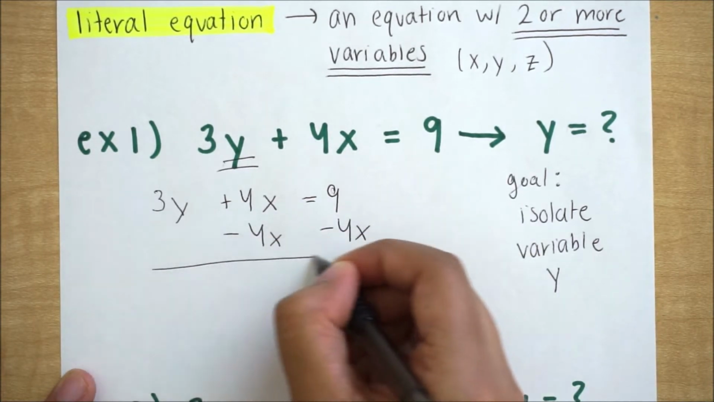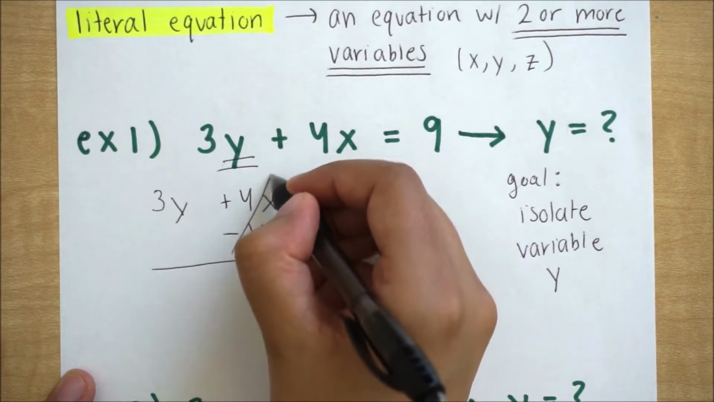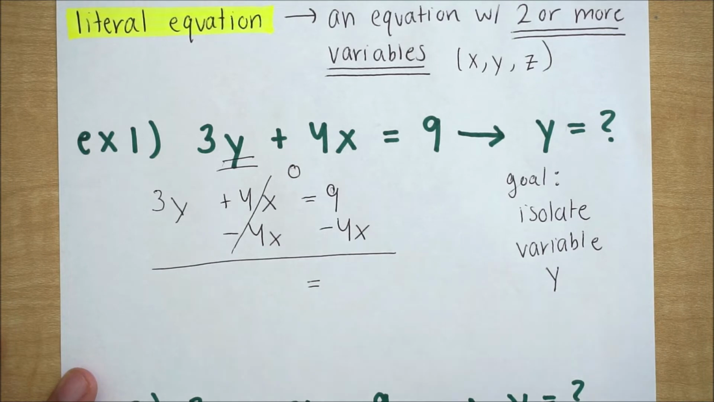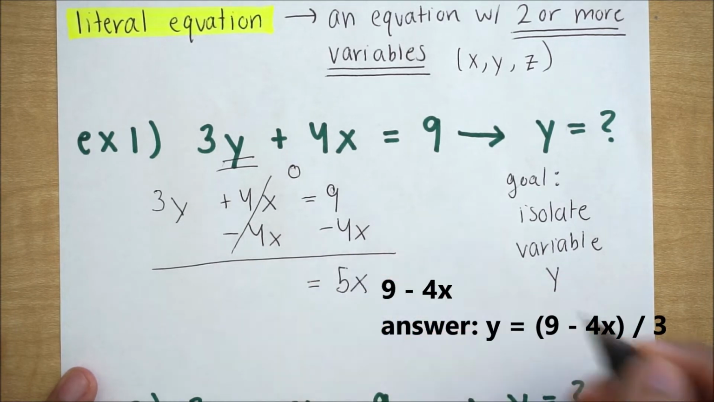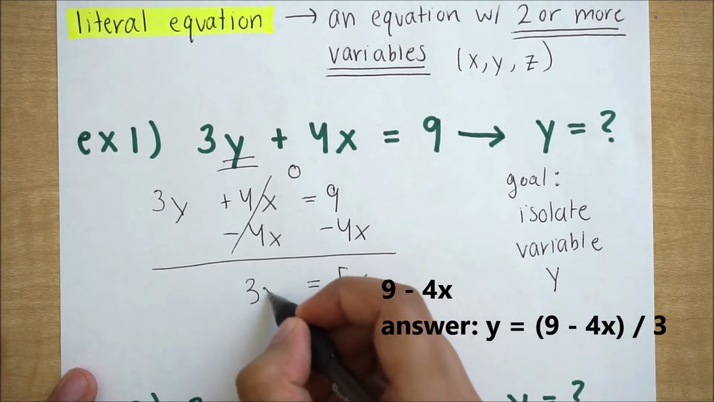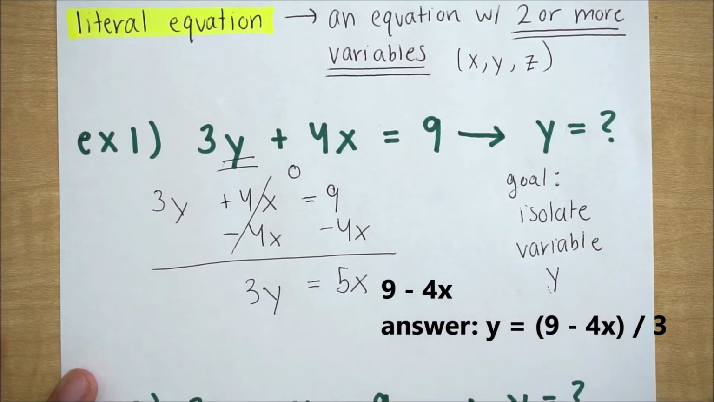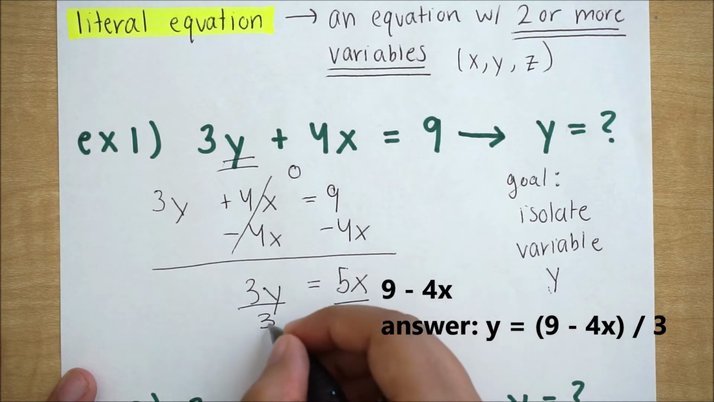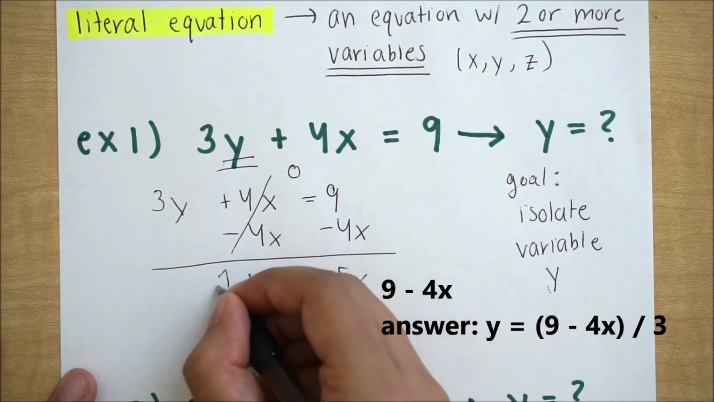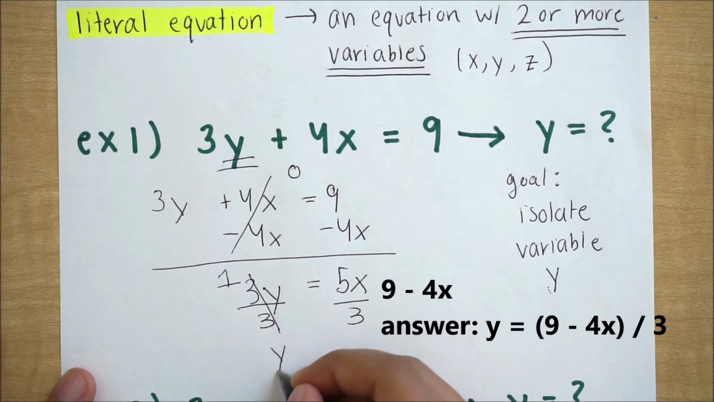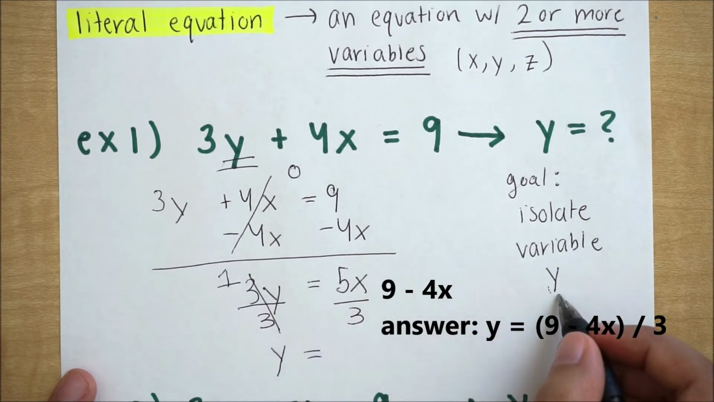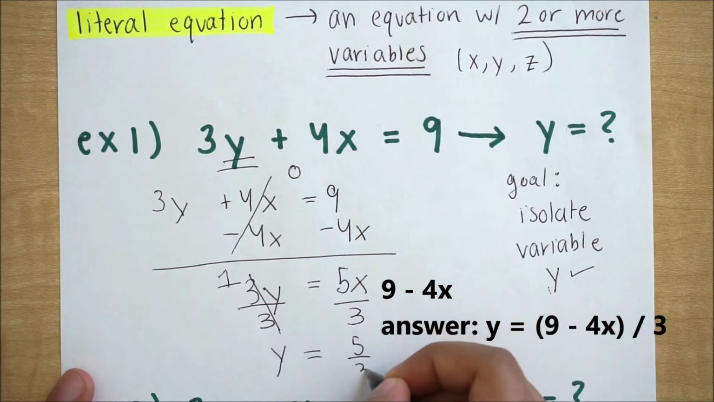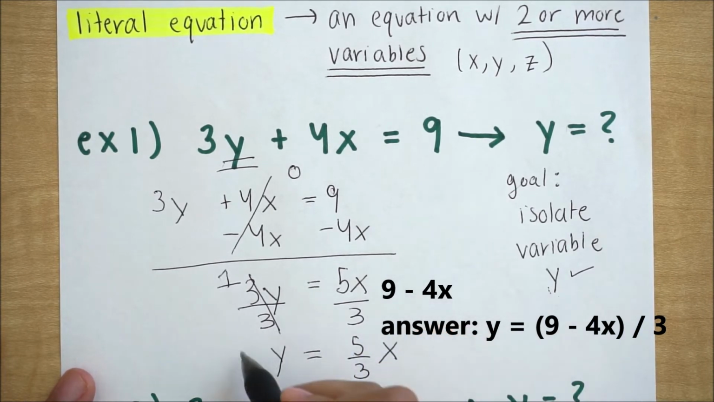So we can do that by subtracting 4x on both sides of the equal sign. Once we do that, then we get 4x minus 4x is 0. 9 minus 4x is not 5x, it's actually 9 minus 4x. That's a little error I made. On the left side, we have 3y. We divide both sides by 3 to make y independent. 3 divided by 3 is 1, so y is equal to 9 minus 4x divided by 3, as I have written and corrected in the black font.